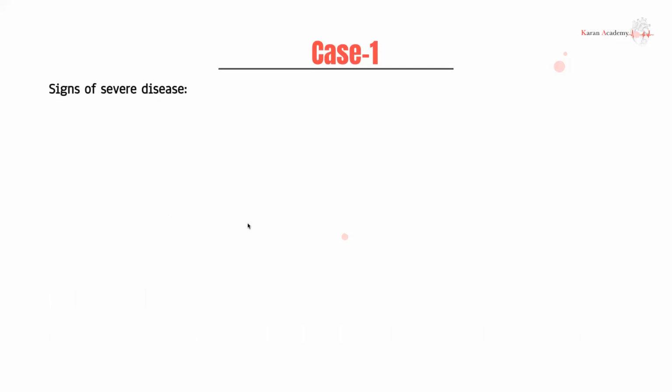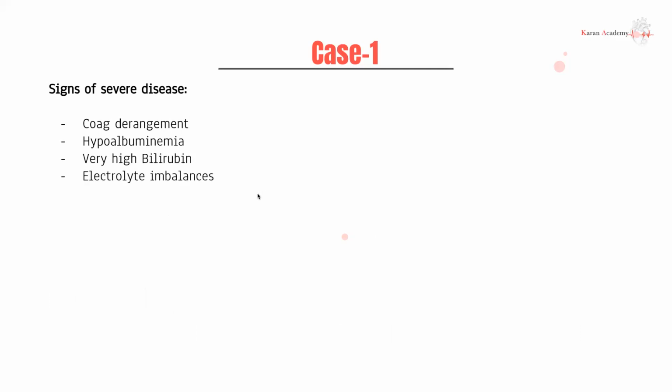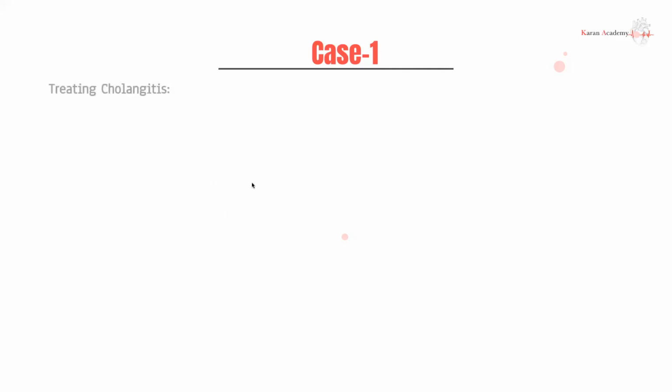Other signs that indicate severity would be coag derangement, meaning that the bile has actually been so infected and inflamed that once it's entered the liver, it's actually caused liver dysfunction. Same thing with hypoalbuminemia, a very high bilirubin, if they have electrolyte imbalances, hypoxia, or end organ dysfunction. Any of those would indicate that this is severe ascending cholangitis.